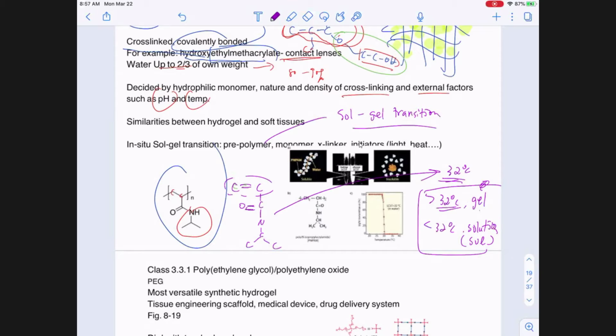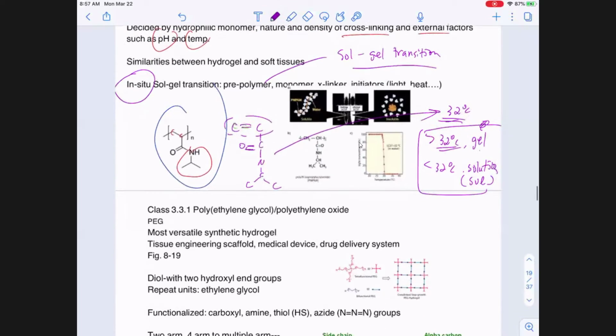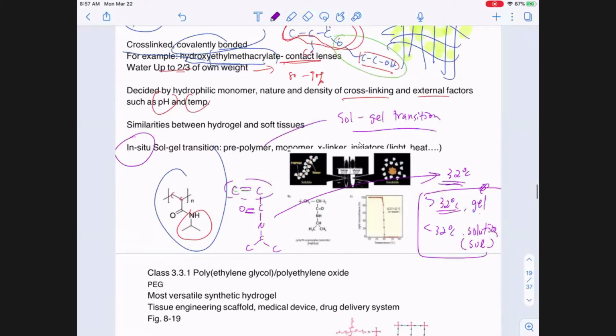Then inject it into the body or defect. They can quickly form the gel at body temperature, because we're at 37 degrees. So if we use it this way, we can get an in situ transition for therapy. That's like materials that are recently pretty popular.